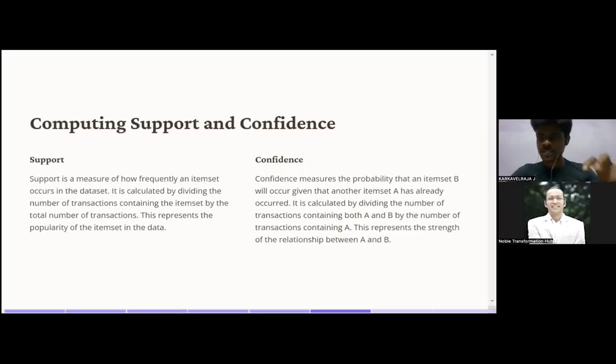Support is the frequency of the item present in all the transactions. Confidence is a relationship between items, based on the occurrence of two items given that one item has already occurred. Hope you guys have understood. Support means finding item frequency, confidence means finding relationships, to put it in a simple manner. This is what is called support and confidence, and this is how we can calculate them.